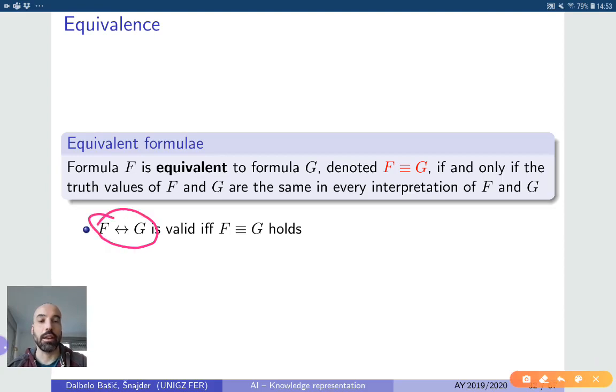If this equivalence formula is valid, this basically means that F equivalent to G holds and vice versa. So F equivalent to G is valid if and only if this holds.